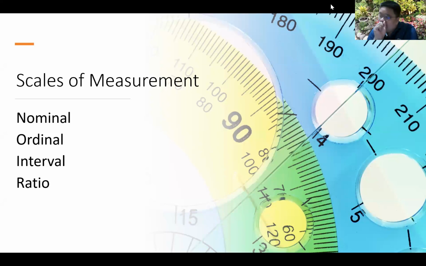Now, let's say, for example, that the altitude of the mountain is, let's say, 2,500 feet. Sabihin natin, the altitude of the mountain is 2,500 feet. Is it interval or ratio? Okay? It's considered to be interval. Tama po yung interval.